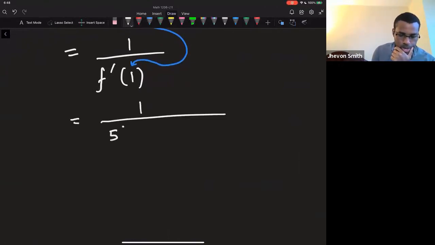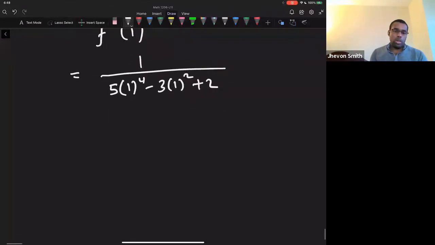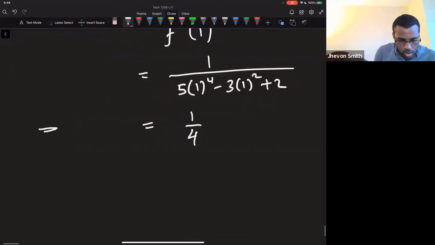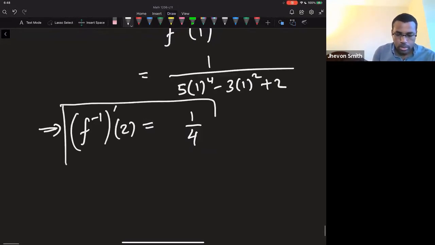And that was 5x to the fourth minus 3x squared plus 2. And it's going to be 4. So this is a quarter. So the inverse function's derivative at 2 is that.